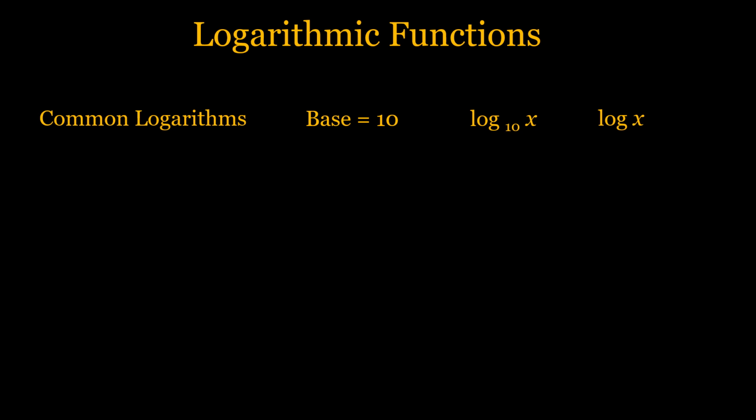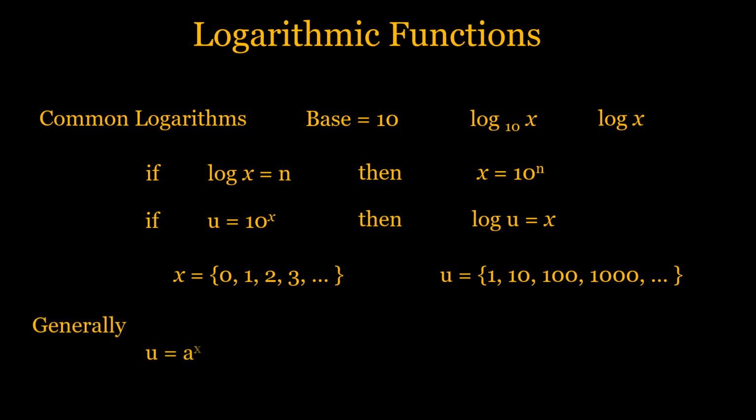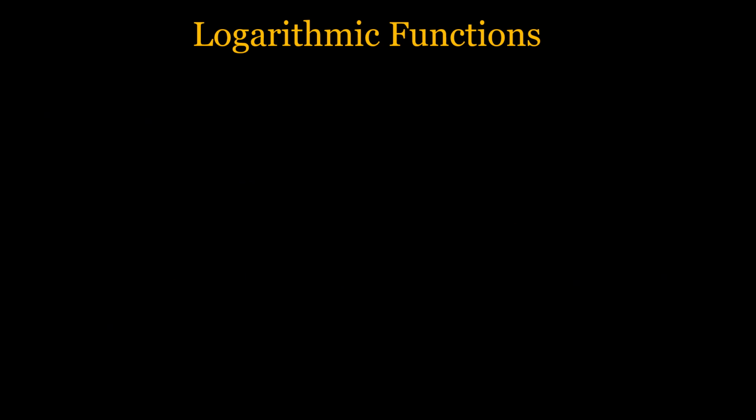If the common log of x, which has a base 10, is equal to n, then it can be written as x equals 10 raised to power n. If u is equal to 10 raised to power x, then u is a logarithmic function of x and can be written as log u equals x. Suppose x is a set of whole numbers, then for every value of x, there will be a corresponding value of logarithmic function u. In general expression, u equals a^x, a is the base of the function, and the exponent x is the log of u. This can be written as x equals log a of u, or simply x equals log of u.